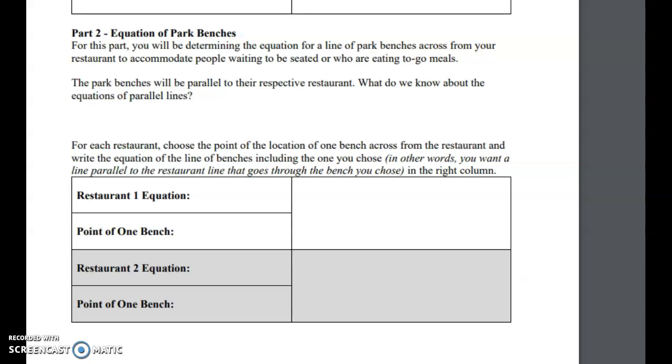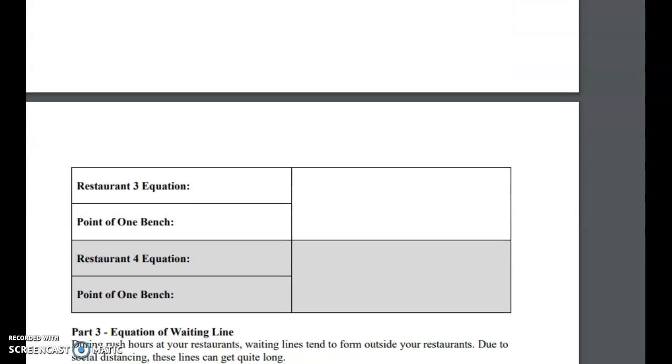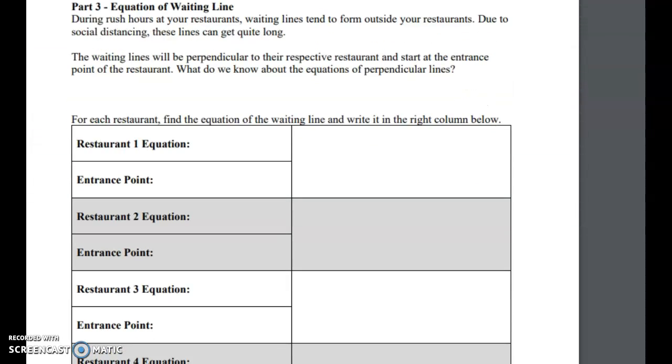For task number 3, we're going to find the waiting line for each of your restaurants. And the waiting line is perpendicular. So now that you have your point, the entrance point, we're going to find the line that's perpendicular through that point.